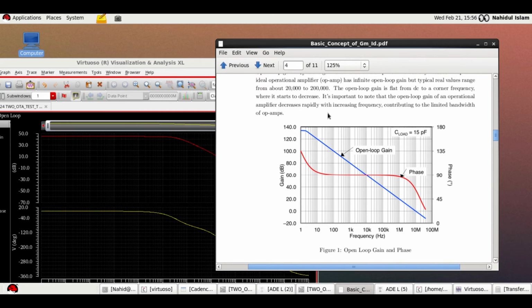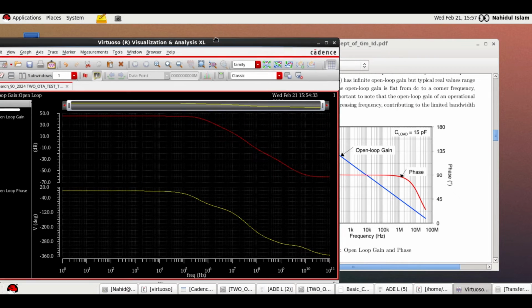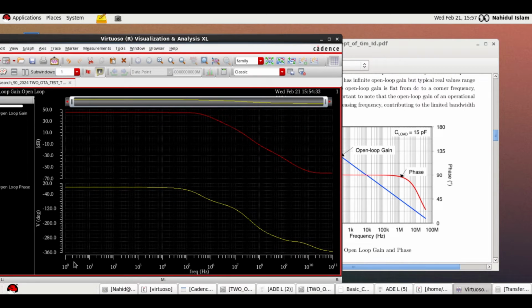Another finding is that the open loop gain decreases with high frequency. That means when frequency increases, the open loop gain decreases. We can see this from the Bode plot.